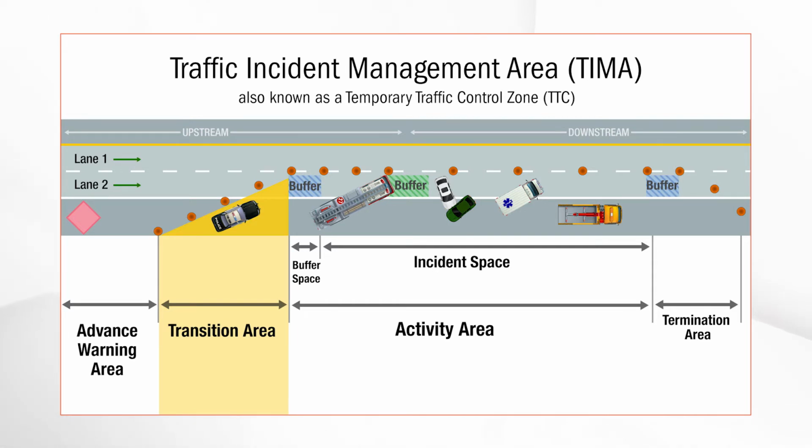Activity Area, where the first element is a large, heavy emergency vehicle blocking the incident space from intrusion by oncoming vehicles, and the remainder incident space is where the incident is worked. Termination Area, where channelizing devices are used to terminate the TEMA and reopen closed lanes of traffic.